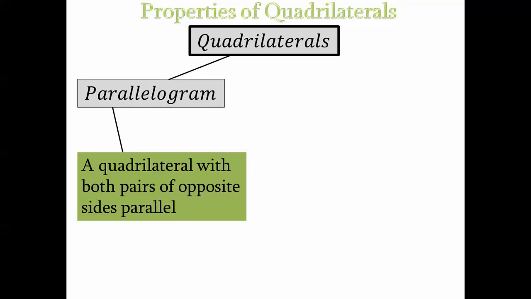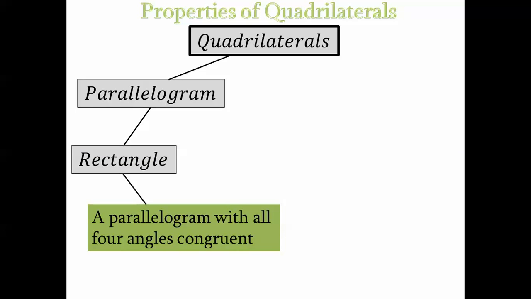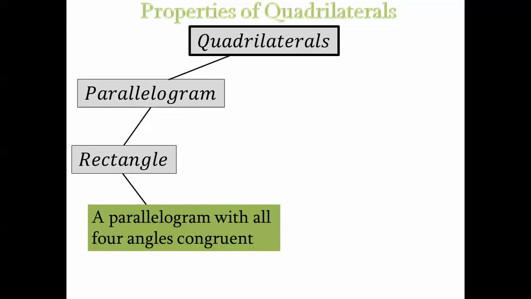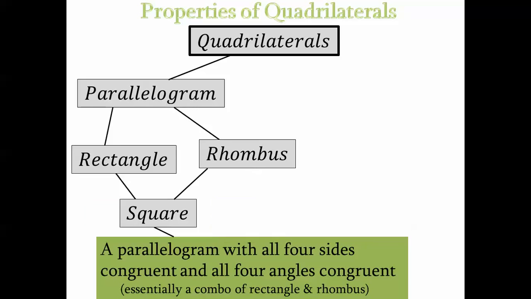Alright, inside parallelograms we've got rectangles. A rectangle is a parallelogram with all four angles congruent. We've got a rhombus, which is a parallelogram with all four sides congruent. So you can see that a rectangle and a rhombus, angles congruent, sides congruent. And then finally a square is essentially a combination of the two. It's a parallelogram that has all four sides and all four angles congruent.